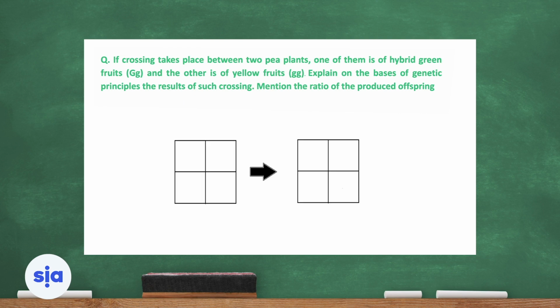My advice to you is to draw this table and put the genes around the table. So one of them is having the G capital, the G small. The other one, the pea plant of the yellow fruit, 2 recessive genes, G small, G small. Then cross them. So G capital, G small, G capital, G small, G small, G small, G small, G small.